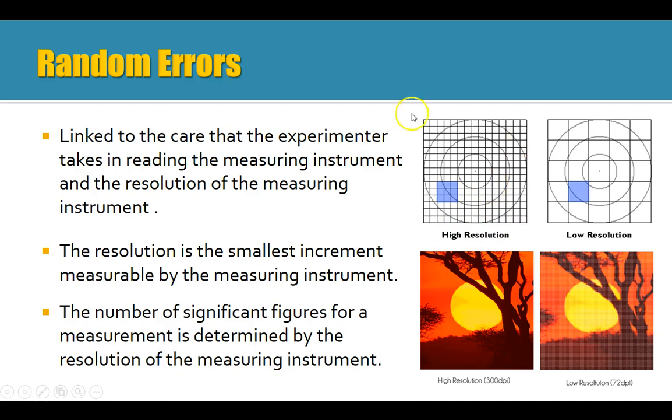So if we have a look here, we can see the difference between high and low resolution, which is the same as pixels in a picture. The better the resolution, the less likely it is that you'll have random errors.